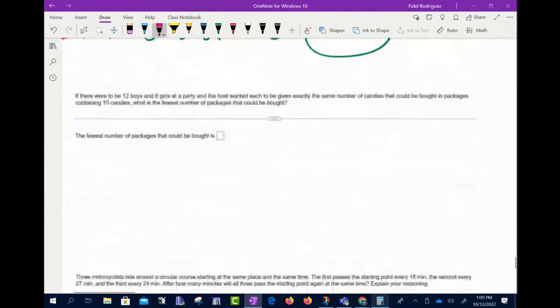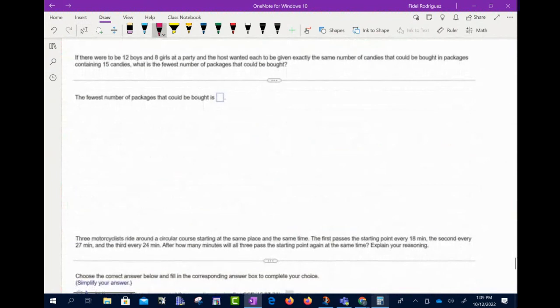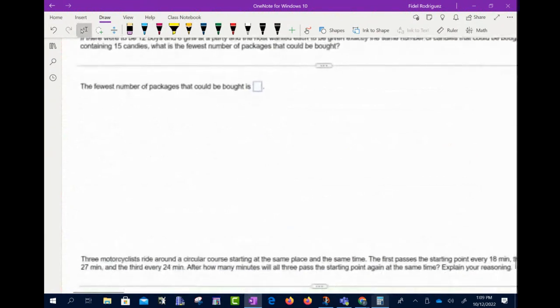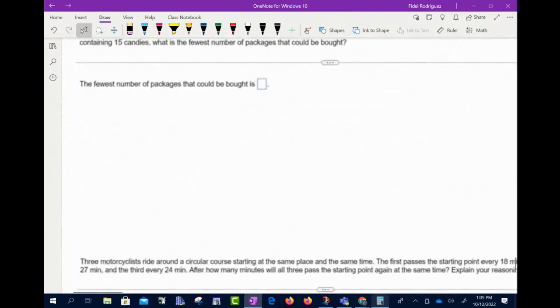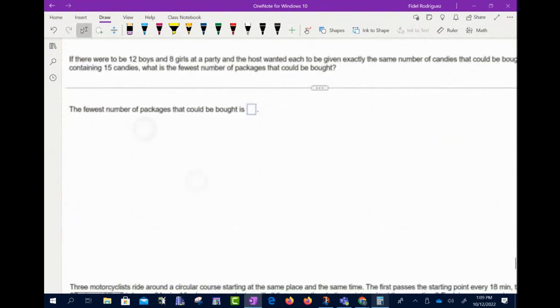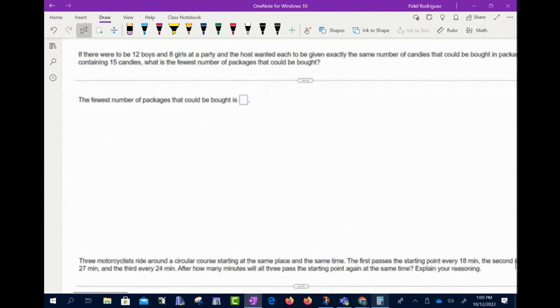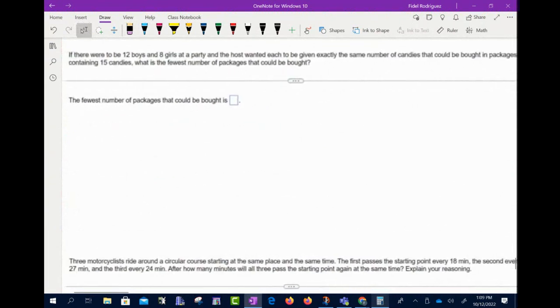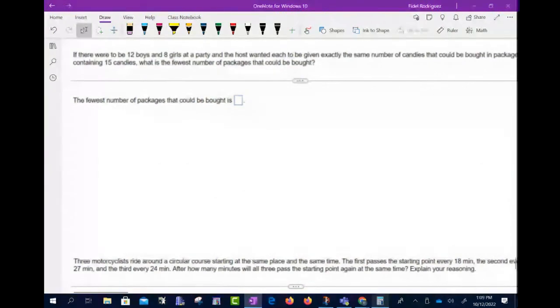All righty. So this is, oh, 2 more problems. Okay, let's take a look. I thought it was 2 more problems, or 1 more problem, but it's really 3. Okay, it says if there's 12 boys and 8 girls at a party, and the host wanted to give exactly the same number of candies that can be bought in packages of 15, what's the fewest number of packages that can be bought? Okay, so we have 12 boys and 8 girls. Y'all, it doesn't matter if there's boys and girls at the party. How many kids do we have total at this party? We got 20 kids, right?